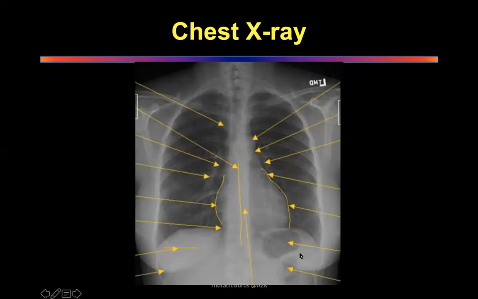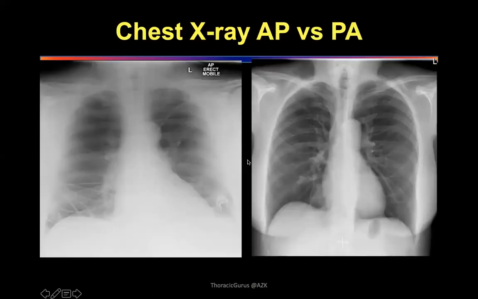gas in the bowel. Splenic flexure and the costophrenic angle, left cardiophrenic angle, trachea, carina, right main bronchus, left main bronchus. Well done. Okay, so it's as simple as that.